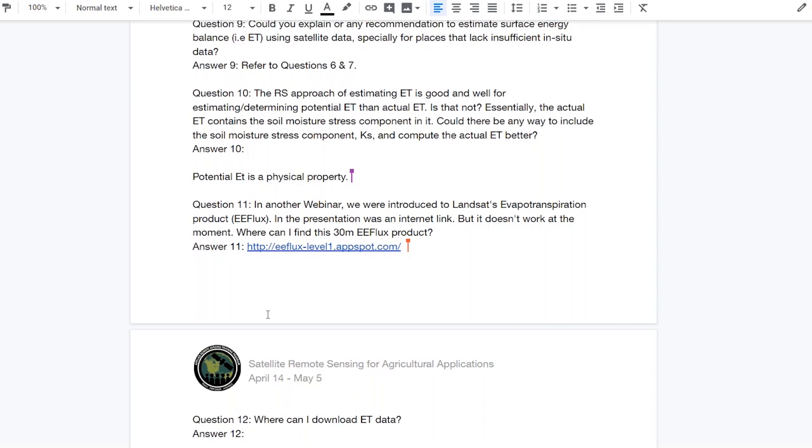Great. Question 11. In another webinar, we were introduced to Landsat's evapotranspiration product, EEFlux. In the presentation, there was an internet link, but it doesn't work at the moment. Where can I find this 30-meter energy flux product? We've provided a link below that takes you to a Google Earth Engine app, which uses that product. So hopefully you can click on that and explore some more.